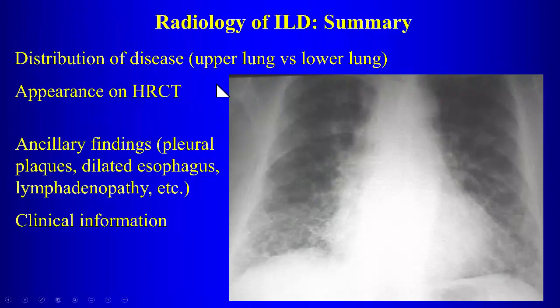Okay? So for interstitial lung disease, we look at the distribution, upper versus lower lung. What does it look like on high-res CT? These ancillary findings. Pleural plaques, we think about asbestos exposure and asbestosis, dilated esophagus, lymphadenopathy, sarcoid, right. Most important thing is usually the clinical information. Always go to the chart, find out what's going on, what medications the patient is taking, what the symptoms are, what prior studies show. Do the homework when you're approaching interstitial lung disease.